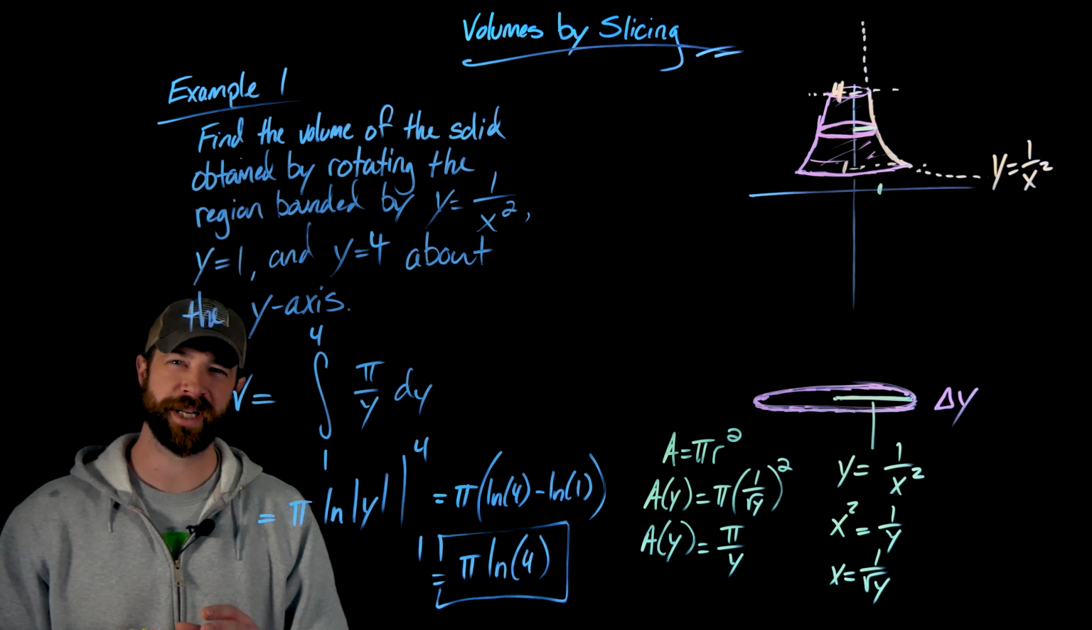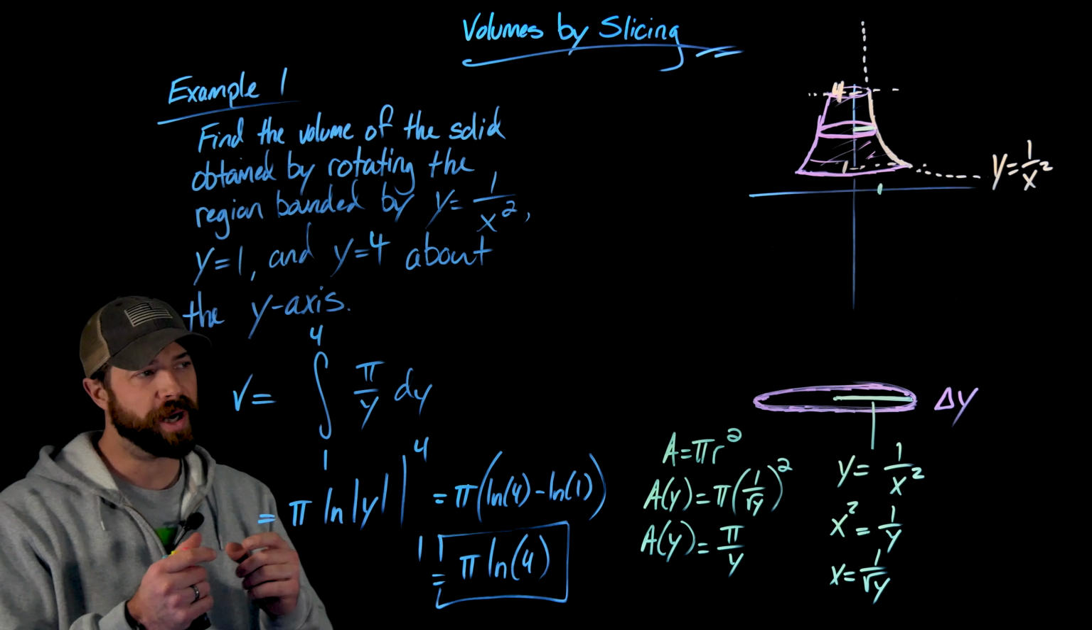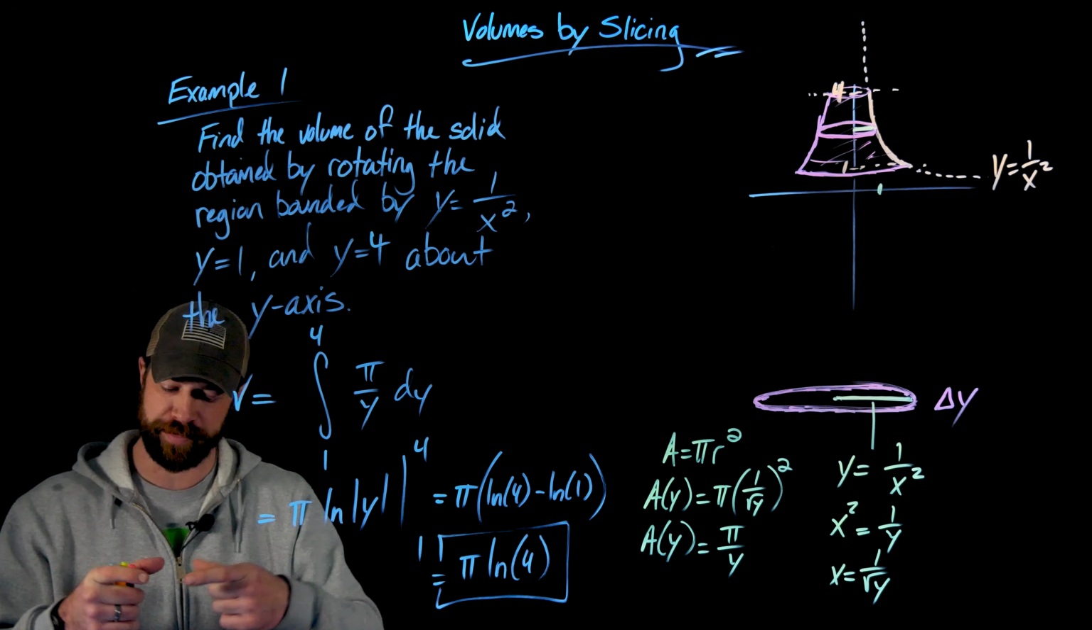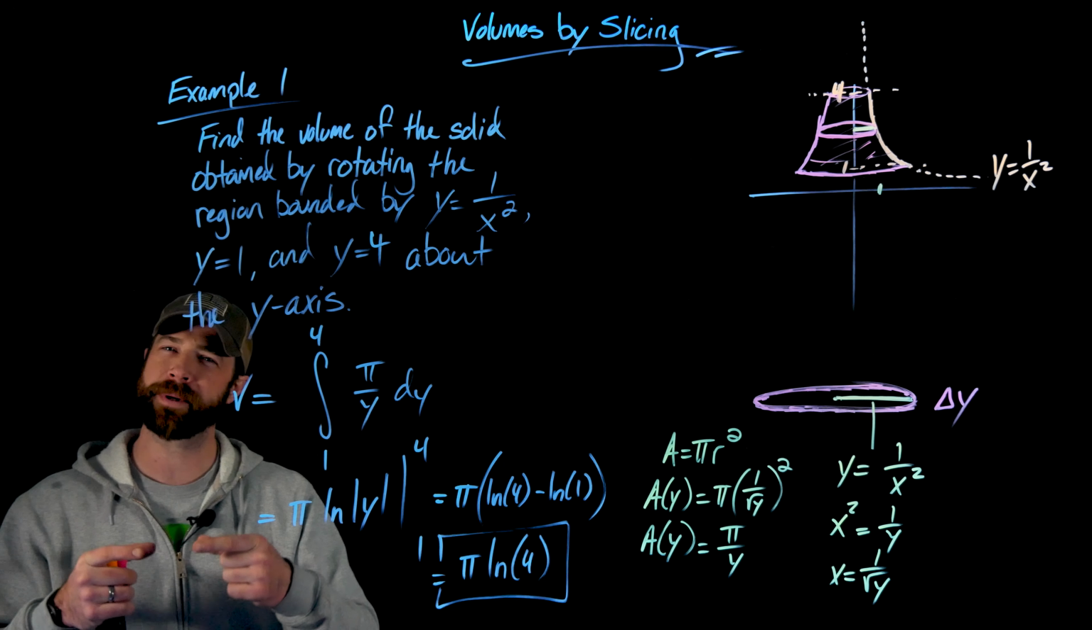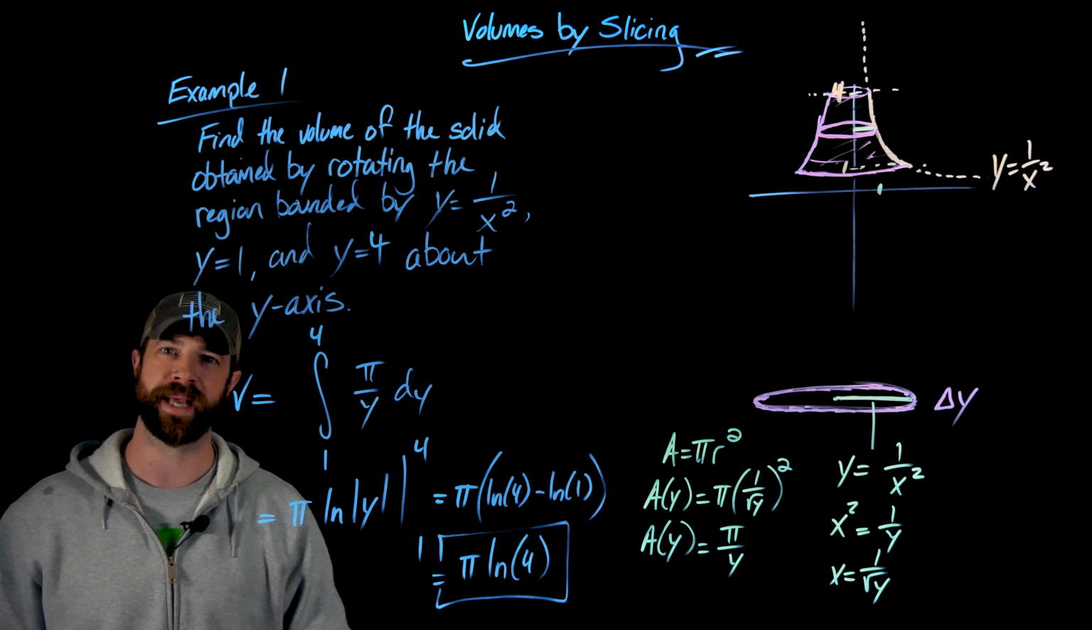In the next example, we're going to do exactly the same treatment. The big difference is these cross-sectional pieces that we're going to look at aren't going to be these nice disks that are completely filled in. Instead, they're going to be washers. But the beautiful part is the general technique is going to be exactly the same.